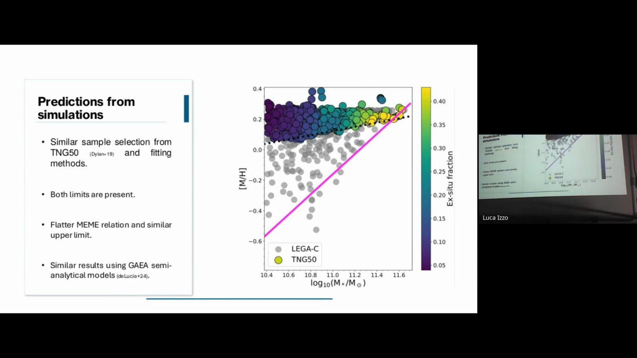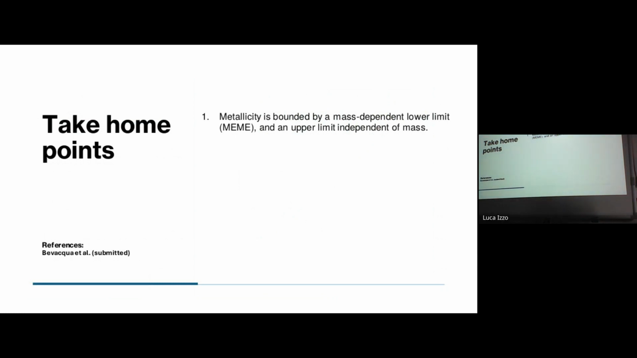And we also did the same comparison with Gaia semi-analytical models, and we found pretty much the same thing. And so the first most important take-home message is that looking at the overall mass-metallicity distribution, we realized that the metallicity is actually bounded by two limits: a mass-dependent lower limit, which is the mean relation, and an upper limit, which is a flat plateau, independent of the mass. And I think this could be very important, for example, for work that develops metallicity evolution models. This could add some stringent constraints to models and simulations, instead of just focusing on the average trend.